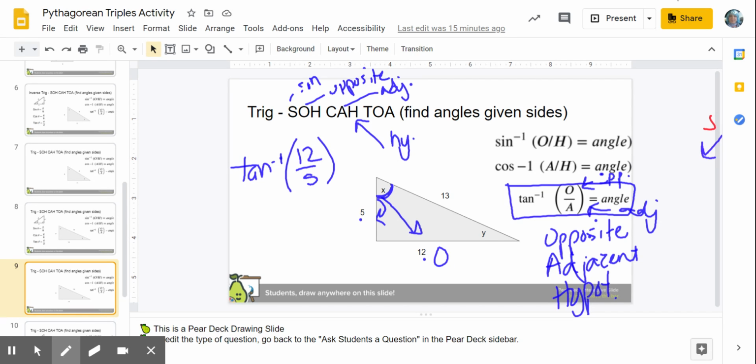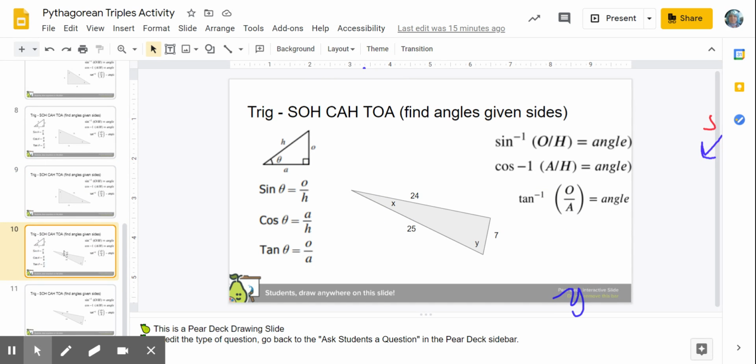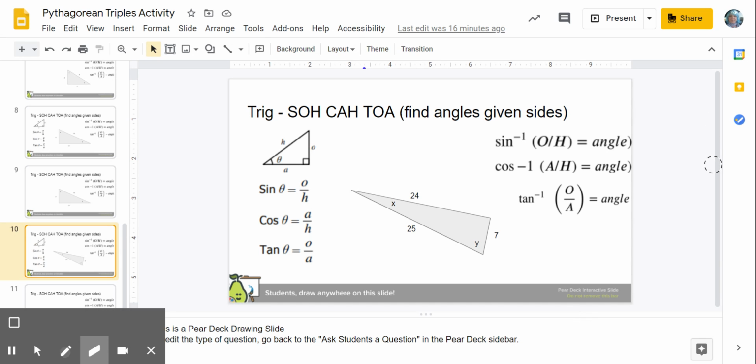And then let me refresh my memory. We want 12 over 5. So we're going to put in 12 over 5. 67 degrees. Okay. So trig is a shortcut. It's an easier way, and we're going to do some practical stuff with it too, but we need kind of a foundation first. So what about this triangle? What would we do here? What's the opposite, the adjacent, and the hypotenuse?